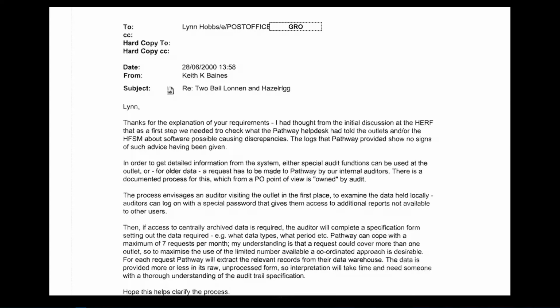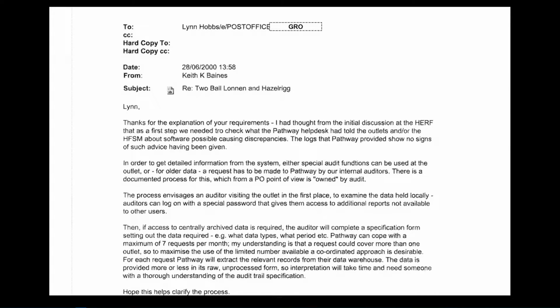The data is provided more or less in its raw, unprocessed form, so interpretation will take time and needs someone with a thorough understanding of the audit trail specification. So again, he's referring there to auditors completing a specification form. So either, as I said, I'd misunderstood this, and actually there was a facility for auditors to access information beyond what is available to the branch, or this refers to investigators.